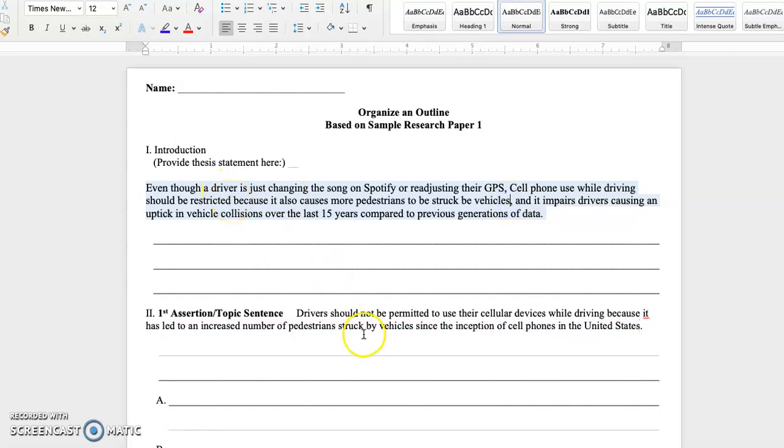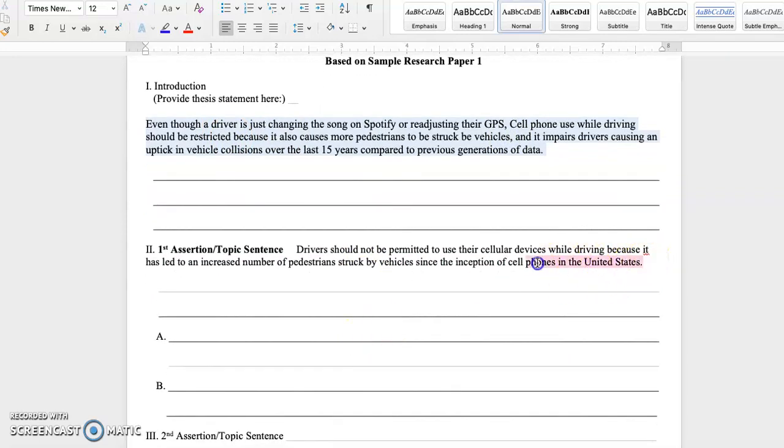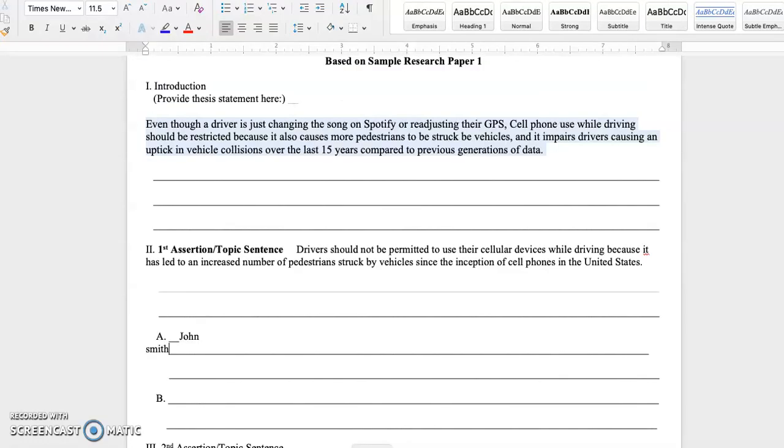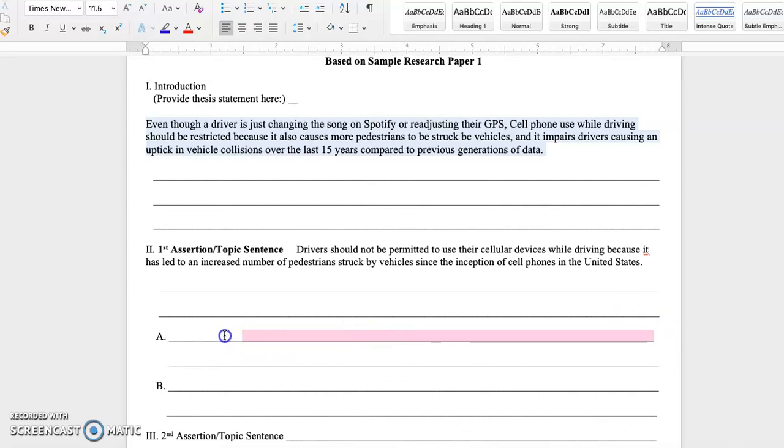That's okay. So in this whole thing, what I'm doing is arguing that pedestrians struck by vehicles since the inception of cell phones in the United States, we have a higher number. I'm arguing it for a couple paragraphs, or maybe one gigantic paragraph. It really depends on your style of writing. So my first article from my annotated bibliography was the John Smith article. This is how we're doing it. Okay. Just delete that.